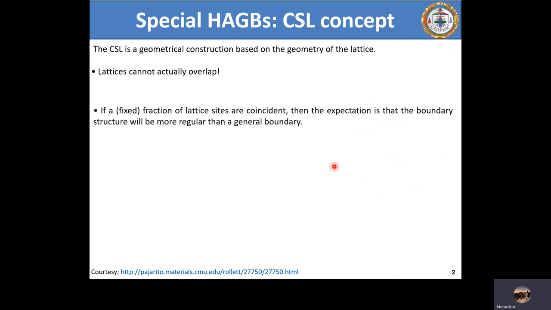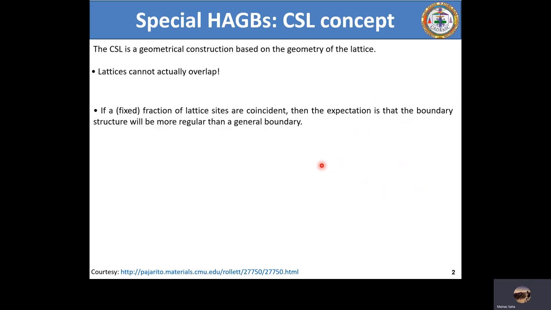But if you are looking at the CSL boundaries, even if the misorientation angle between the two grains is greater than 15 degrees, there are certain atomic planes which are continuous across the grain boundary plane, and they appear at regular intervals, and that periodicity at which they appear basically determines the sigma value, isn't it? So that is something which the CSL concept talks about mathematically.